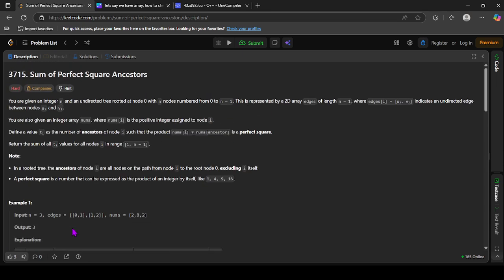So the question is saying that we have to return the total number of pairs such that the present node and the ancestor node, the product is a perfect square. So we have to return the total number of such pairs. So indirectly we have to find the total number of pairs in the tree such that one is an ancestor of the other and the product is a perfect square.